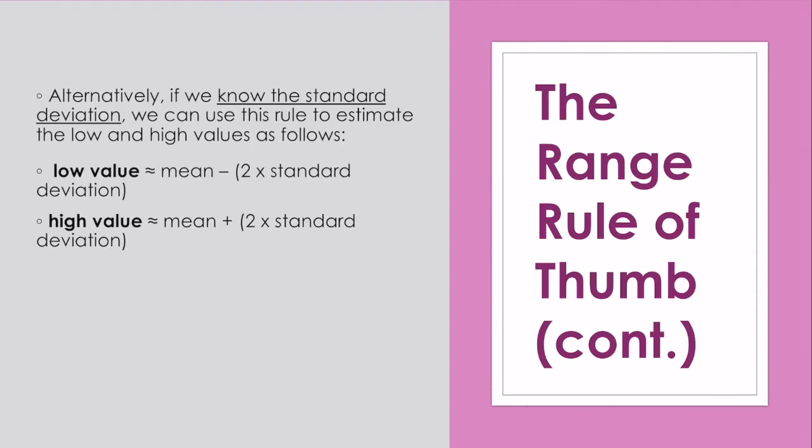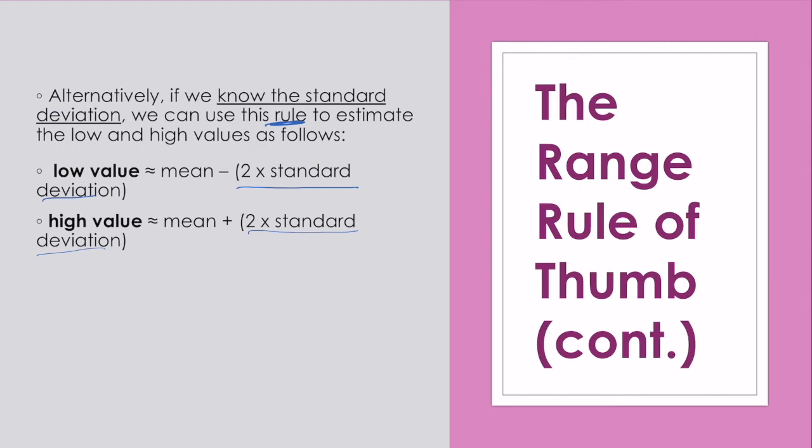So alternatively, if we know our standard deviation, even through the rule of thumb, we can use this rule to estimate the high and low values as follows. So this would be values that we would consider to be really close to the mean. They'd be within 2 standard deviations. We're going to talk about this more in chapters 5 and 6. But just so we know right now, we can use the standard deviation to estimate our lowest possible data values, the lowest value of our range, which would be mean minus 2 times the standard deviation.